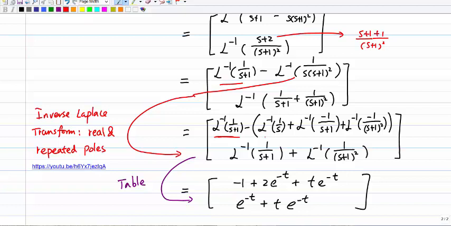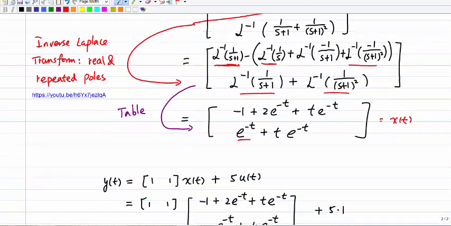The first one corresponds to 1, the second is minus e to the negative t, and I have another one, also e to the negative t. So there's 2 e to the negative t, and this guy is plus t e to the negative t, because this is a minus sign, and the two minus signs cancel out. This guy is e to the negative t, and this guy is t e to the negative t. So the solution x(t) will be just 1 minus 2 e to the negative t plus t e to the negative t, and e to the negative t plus t e to the negative t. That's x(t), so this is x(t) in the time domain.